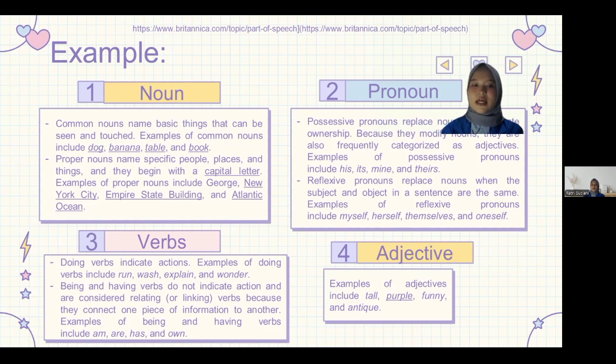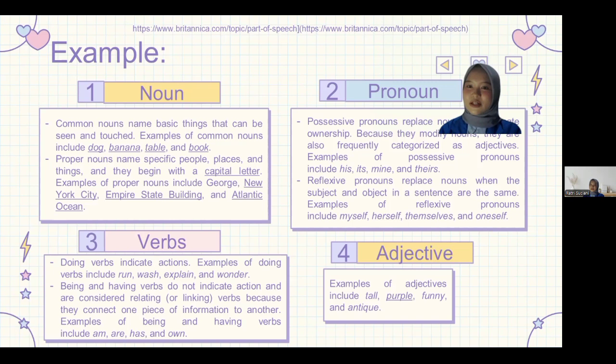Number 3 is doing verb. Doing verbs indicate action. For example, run, explain, wonder, play, work. Being and having verbs do not indicate actions and are considered relating or linking verbs because they connect one piece of information to another. For example, are, has.